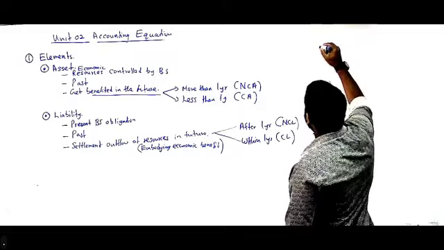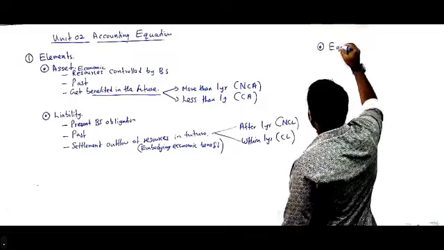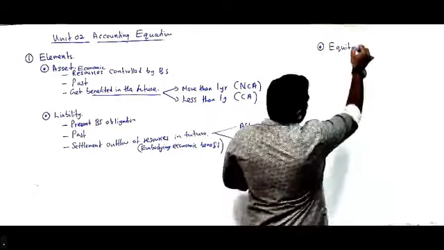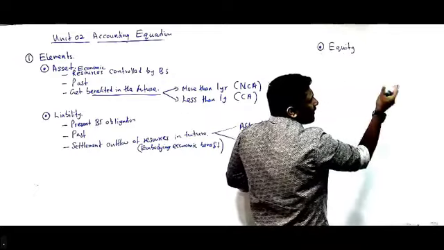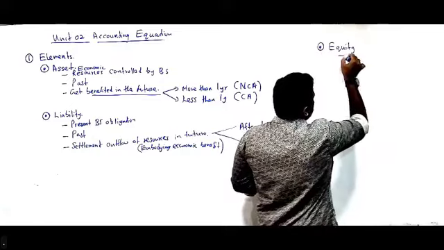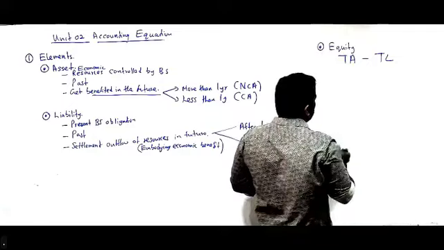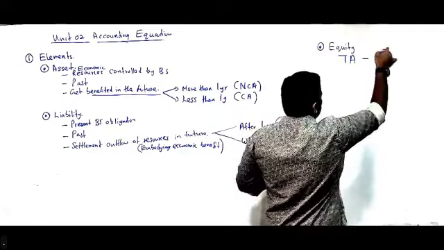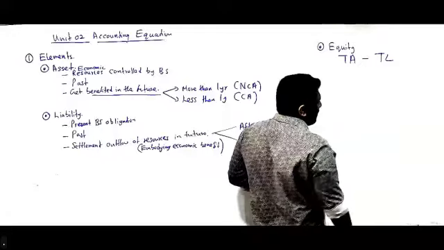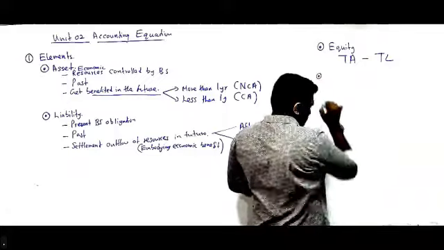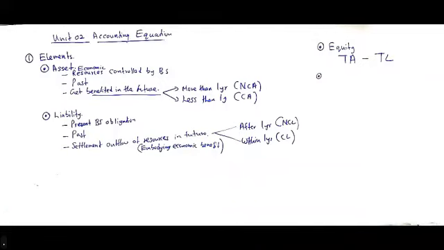What's the third one? Equity. Equity, simple. What is that? Equity means it's the difference between total assets and total liabilities. Total assets minus total liabilities. From the business assets, once you settle the business liabilities, whatever remains belongs to the owner. That is what equity is.